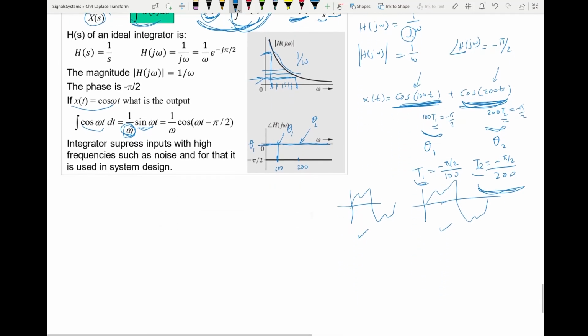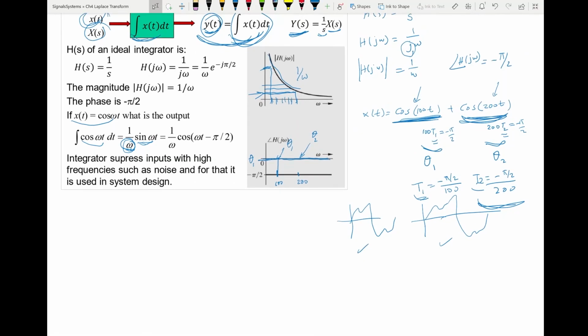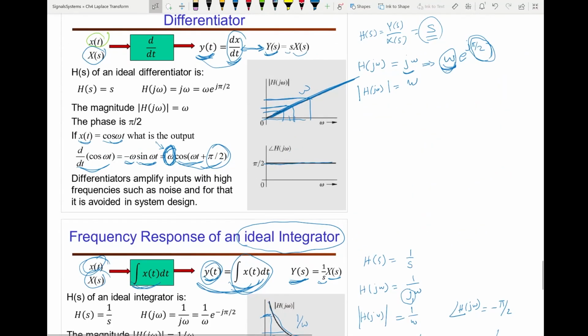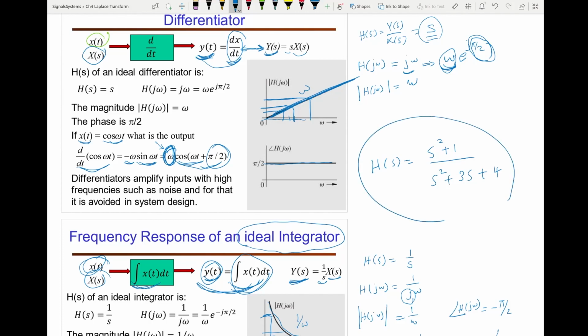All right, this ends today's video. And next video, we will be talking about system realization. If I give you H of S, like this one, and I ask you in the lab to build it from amplifier, resistors, capacitors, how can you do that? And that will be system realization. And that will be the topic of the next video.